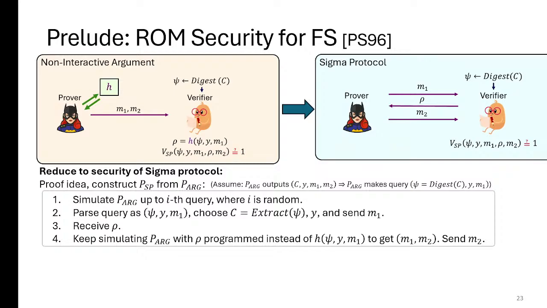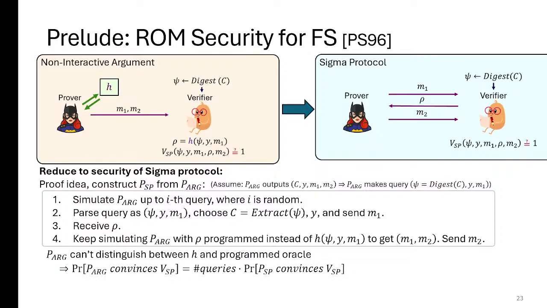Now you receive rho, and you keep simulating the argument prover with rho programmed instead of the hash function. So when it makes this query, you answer with rho. You keep running it, and eventually you'll get m1 and m2. This is the m1 and m2 here, and so you can send this m2 as the answer.